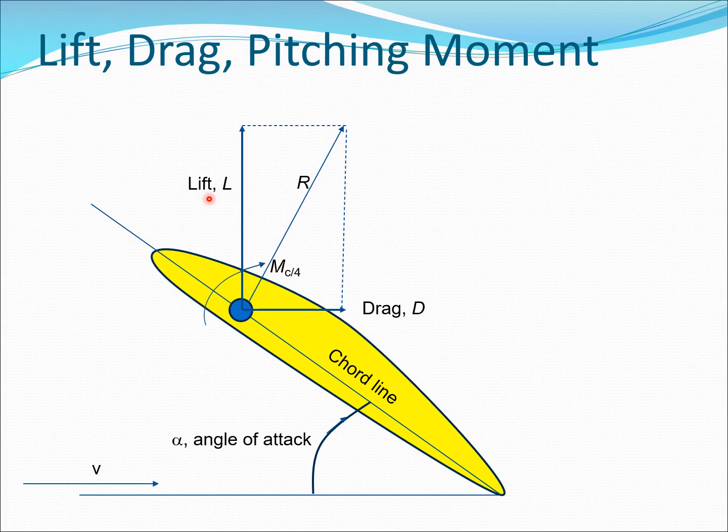So the lift is L, which is normal to the velocity, the drag is D, which is parallel to the velocity, and the pitching moment is at the quarter chord, which is also the location of the aerodynamic center in subsonic flow. So we are going to consider this L, D and M and look at non-dimensional measures for these three quantities, which are going to be very useful as far as aerospace is concerned.